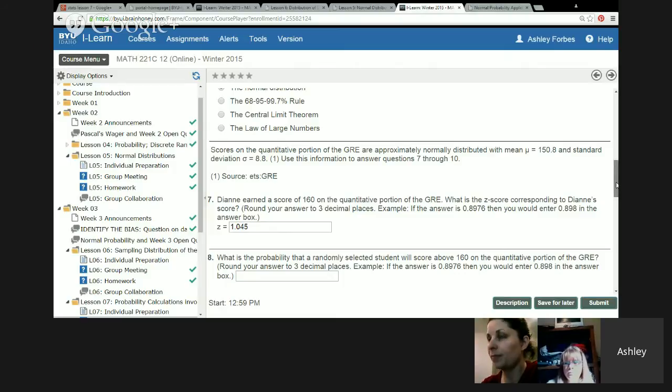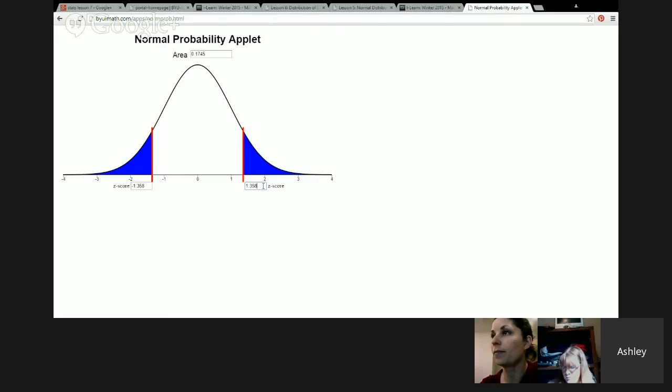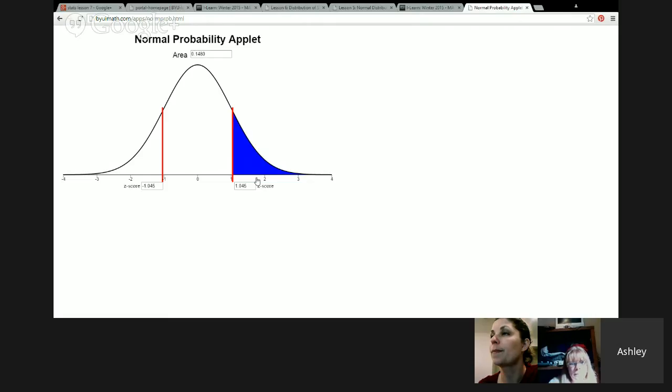What is the probability that a randomly selected student will score above 160 on the quantitative portion of the GRE? Okay, so then that's just plugging it into our applet, right? Putting in our z-score of 1.045 and then shading just above it, right? Right. So did you guys get then 0.148?